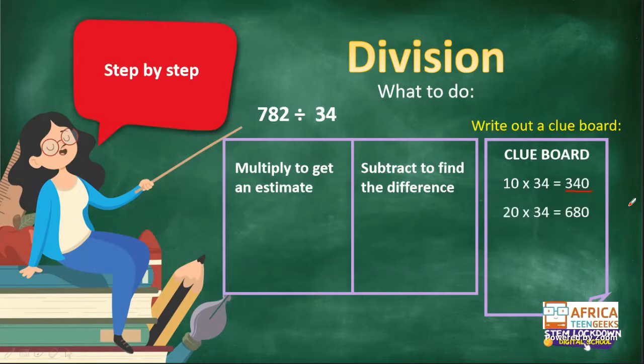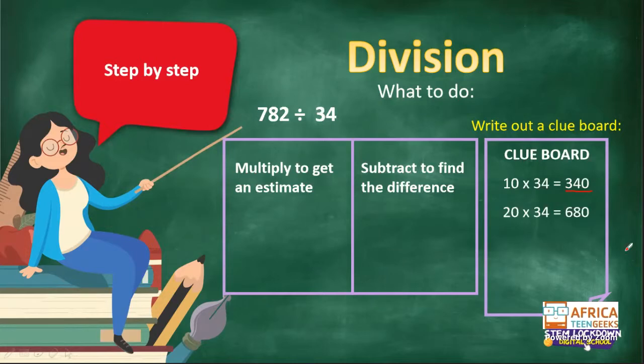There we go, 680. So now I have 10, I have 20. Do you think I need to go to 40? Do you think I need to double again? Look at this. I have 782 here. This one's already 680. If I double this, it will be over 1,300. So that's way too big. I'm not going to have to double again. I can stop here, and then now I can start with halving.